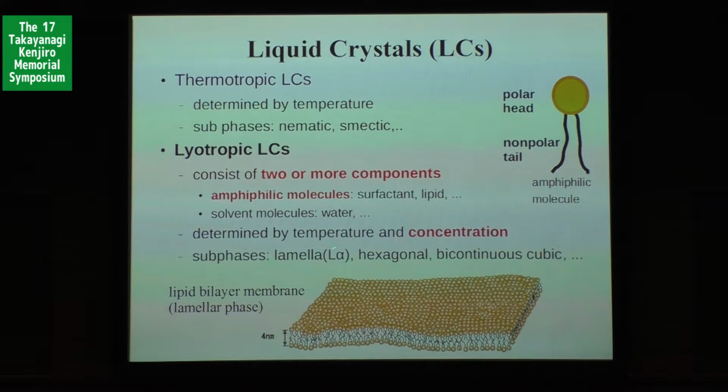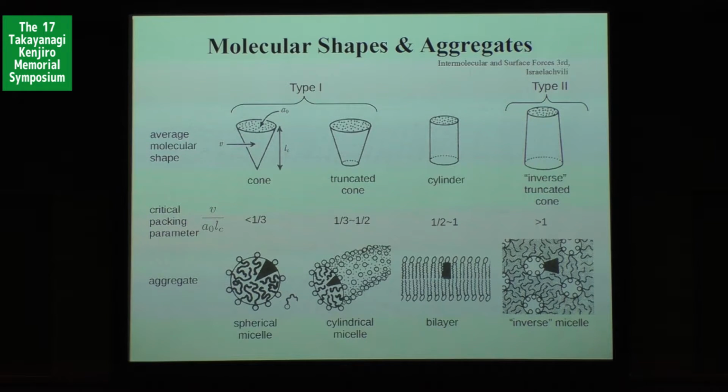So a typical example of liquid crystal is like this one. This is a lipid bilayer membrane. So you can see a molecule here, like this one. The molecule has a polar head and a non-polar tail. The molecular shape of the amphiphile affects the phase of the liquid crystal.